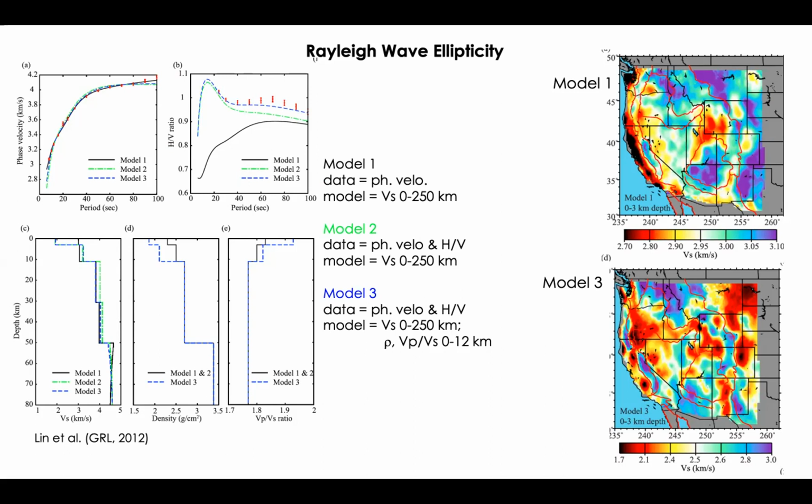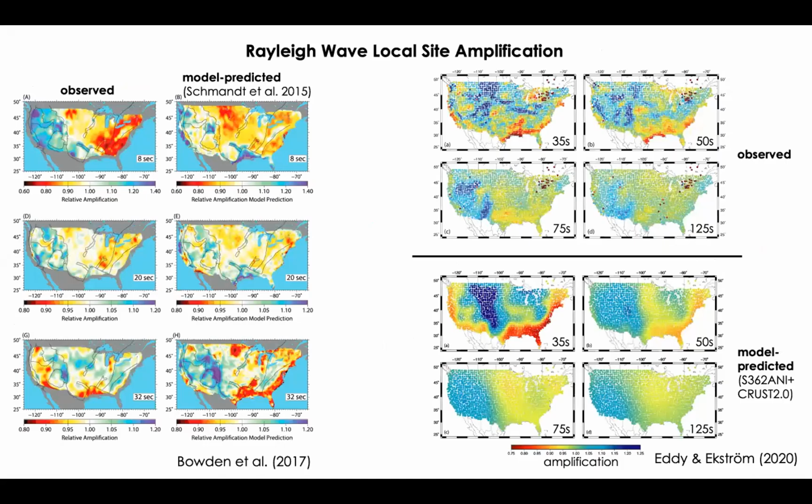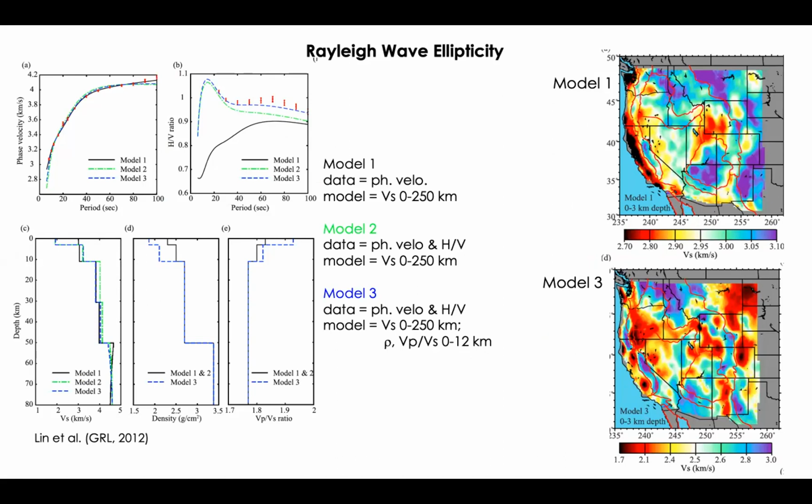So you can see in the top that all 3 models fit the phase velocity data well, but the HV data are much better fit with lower density and a high VP-VS ratio in the shallow crust, which is shown by model 3. And then the maps on the right show shear velocity in the shallow crust, 0 to 3 kilometers depth in the Western US. And notice that the color scales differ. So the inclusion of ellipticity data and their constraints significantly changes the patterns and the anomaly strength. Model 3 shows much better agreement between low shear velocity and known sedimentary basins. And now several groups routinely invert both phase velocity and ellipticity to solve for regional scale tomographic models.